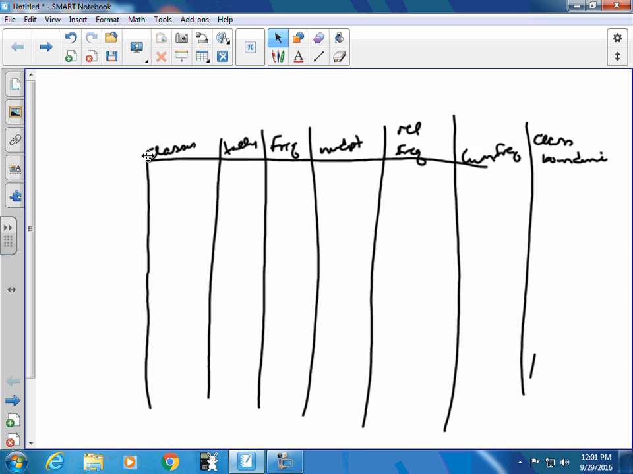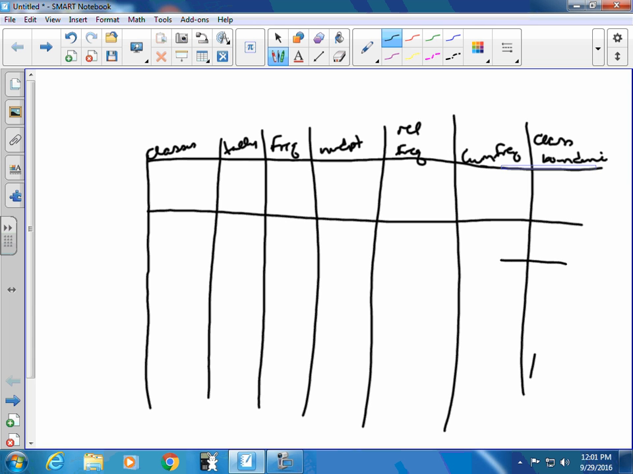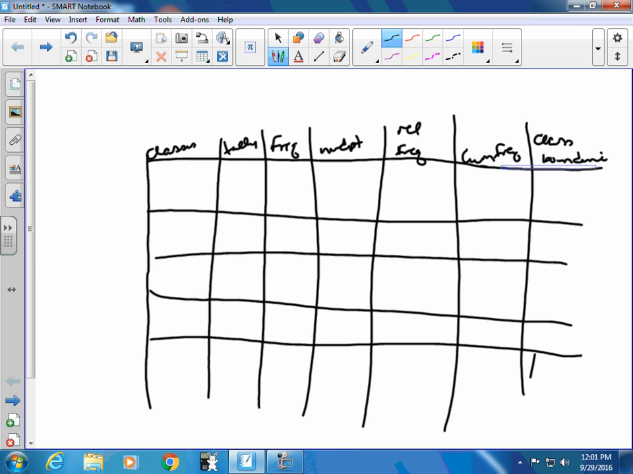Okay, hopefully this gets a little better. Or maybe not. Okay. So get it set up like this. You're going to have 5 lines. For pungencies.